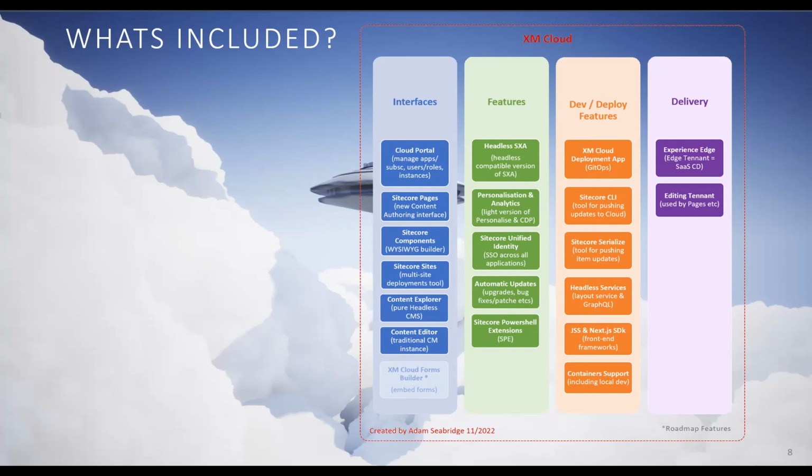And then moving into features, there is a headless version of SXA included. It has some limitations, so there are fewer components than you get in standard SXA. There are some changes there, and also Scriban is no longer supported. That's replaced with Next.js templating instead. So that's a little bit different, but I think for the most part, if you use SXA, headless SXA should feel quite familiar.